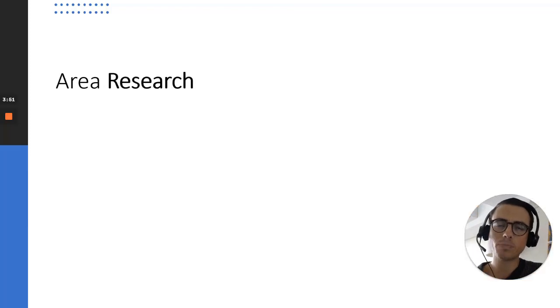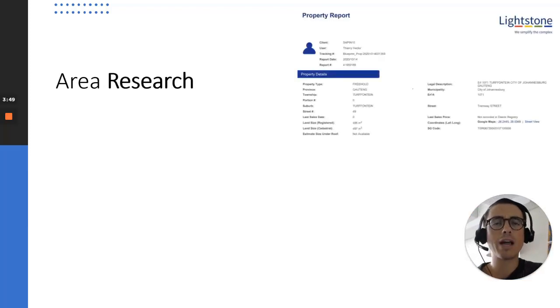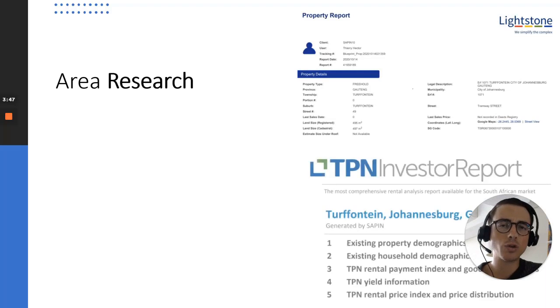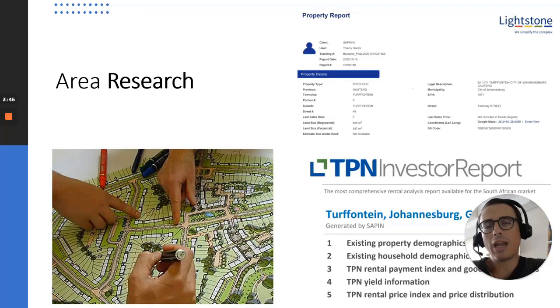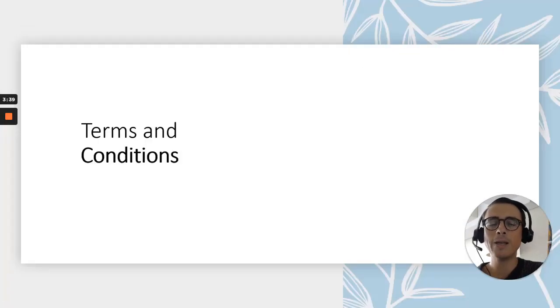Will go a long way. Area research, providing a TPN report, a Lightstone report, and making sure that any major developments or interests in that area are explained in the proposal. And then finally, and most importantly, explaining the terms and conditions of this proposal.